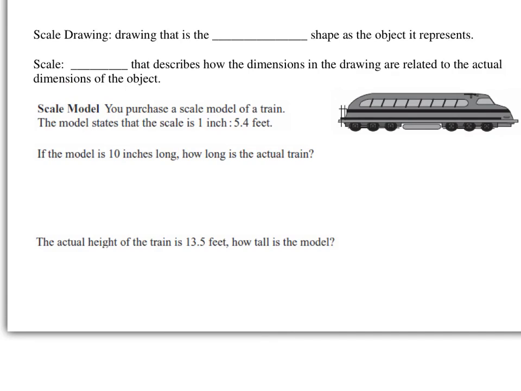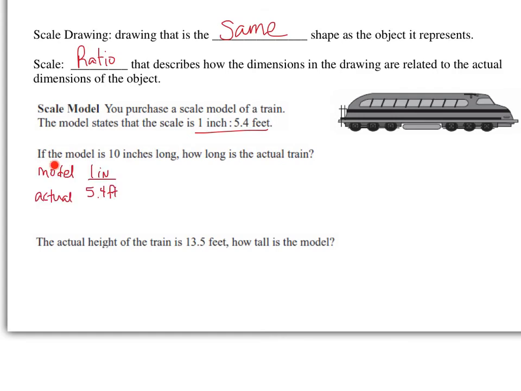Where this will come in handy is when we are using scale drawings to predict the dimensions of an object in the drawing or in real life. A scale drawing is a drawing that is the same shape as the object it represents, and the scale uses a ratio that describes how the dimensions in the drawing are related to the actual dimensions of the object. So in this first one, for the scale model of this train, it is 1 inch to 5.4 feet. That means this is what the ratio is going to look like.